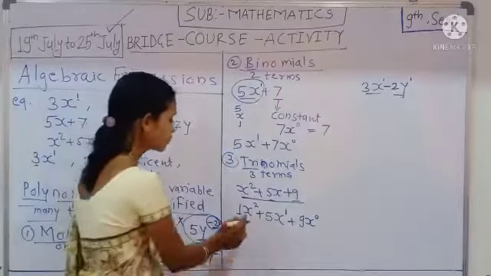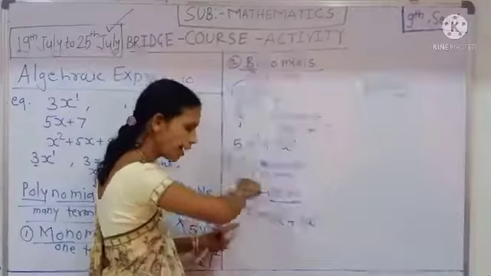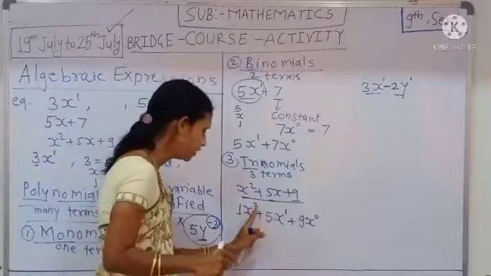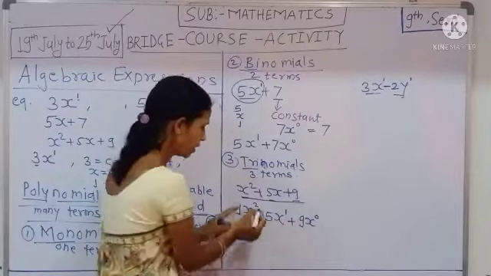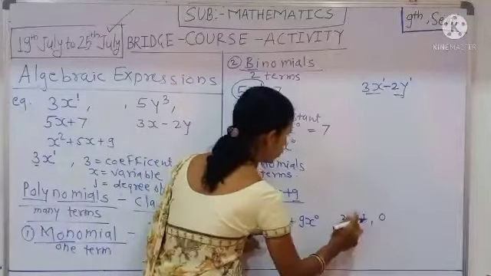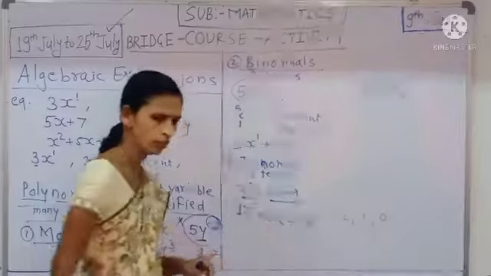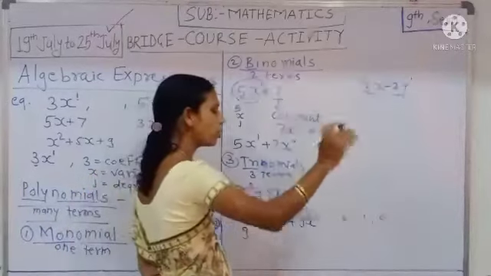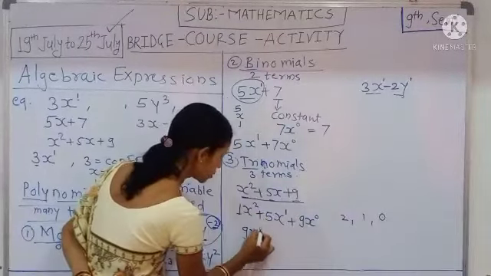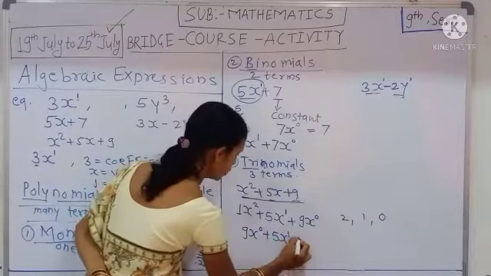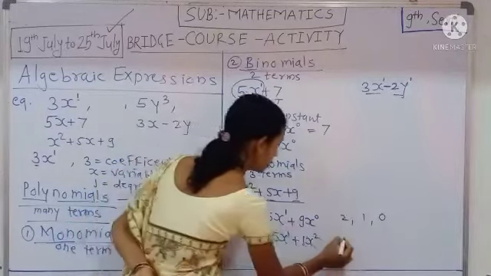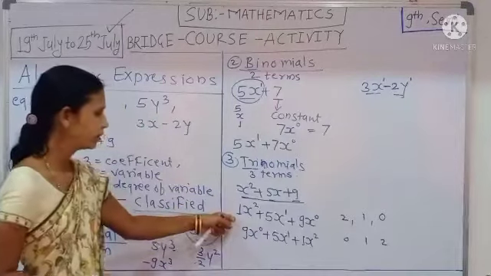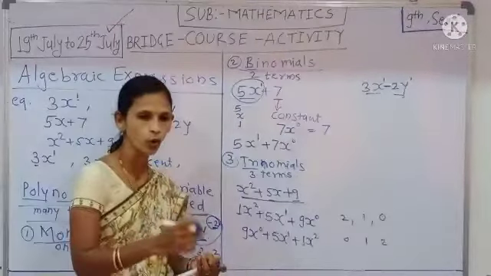That means this polynomial contains three terms, which are arranged according to the descending order of the degrees of variables. 2, 1 and 0 are the degrees of the terms. We can write the same polynomial according to the ascending order of their degrees. That means 9x raised to 0 plus 5x raised to 1 plus 1x raised to 2. That means the degrees are 0, 1, 2. That is the standard form of the given polynomial.